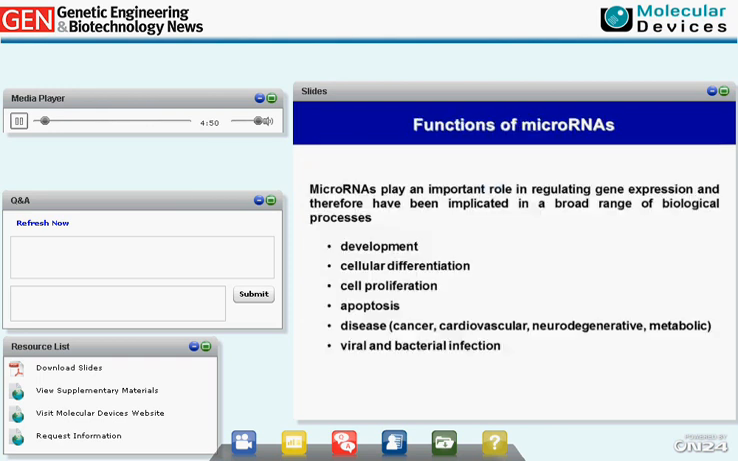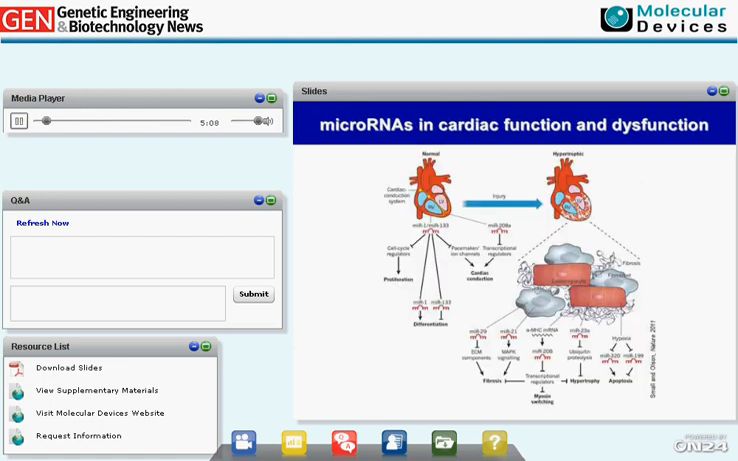MicroRNAs have been involved in a wide variety of biological processes, such as development, cellular differentiation, cell proliferation, apoptosis, several forms of diseases, and also viral and bacterial infections. Not surprisingly, they have also been related to different aspects of cardiac function and dysfunction. In this slide, you can see just some of the microRNAs that have been described to affect, for example, hypertrophy, fibrosis, conduction, and several other aspects of cardiac biology.